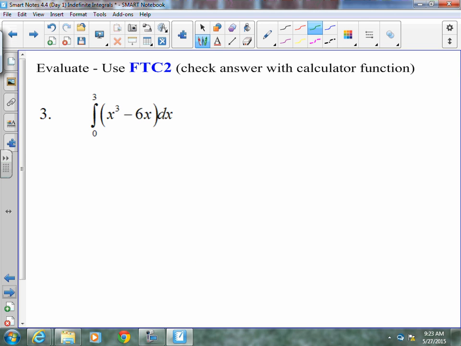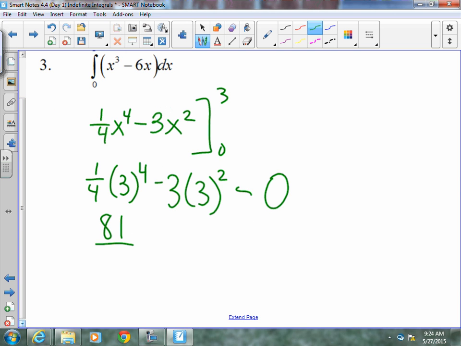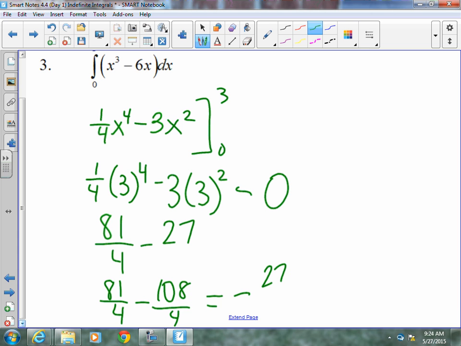Now, let's try one more. Use FTC2. Anti-derive. Got to make sure we go from 0 to 3, so we get 1/4 times 3 to the 4th minus 3 times 3 squared minus, when we plug 0 in, we just get a 0. So, 81/4 minus 27 is 81/4 minus 108/4, which gives us negative 27/4, or negative 6.75. And check that on your calculator to make sure you're right.